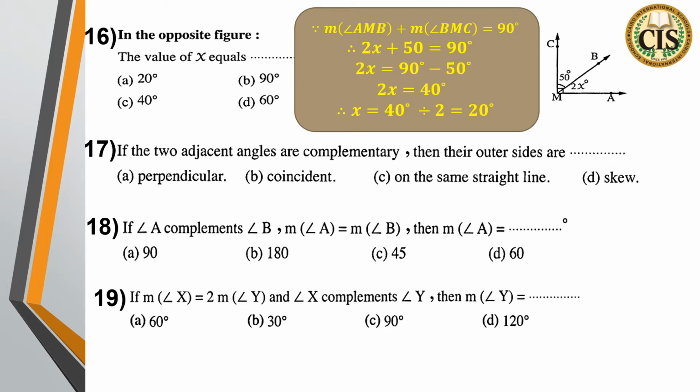If two adjacent angles are complementary, then their outer sides are perpendicular. If angle A complements angle B, and measure angle A equals measure angle B, then measure angle A equals 45. If measure angle X equals measure angle Y and angle X complements angle Y, then measure angle Y equals 30 degrees.